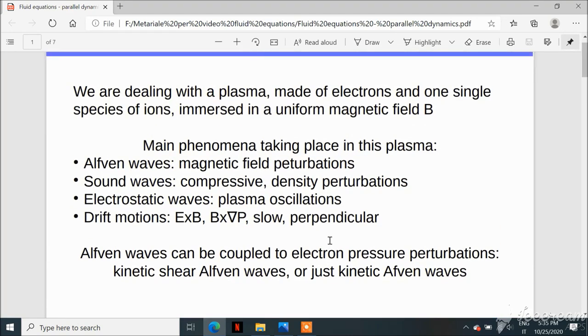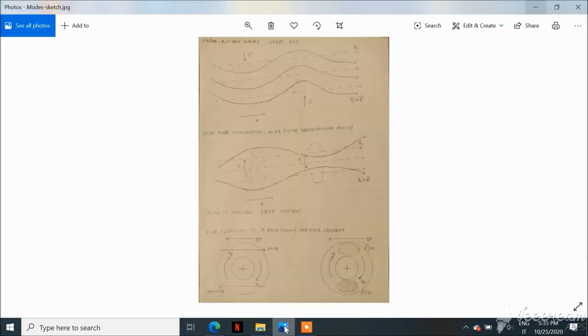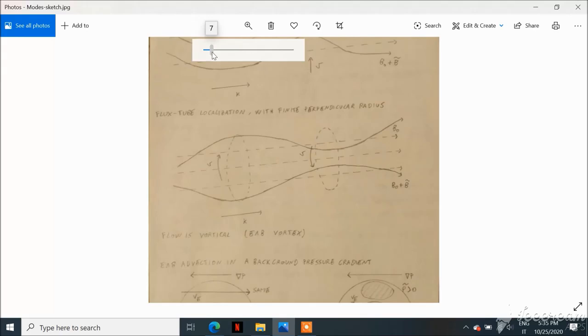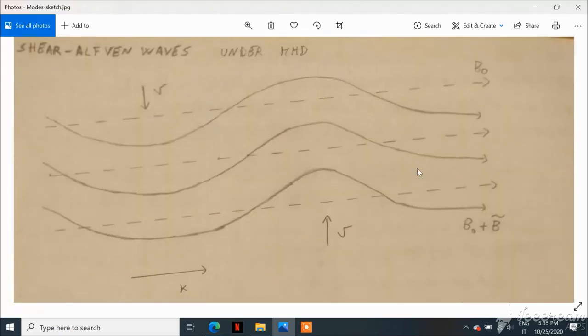But before I move to the equations, I want to give you a picture of how this perturbation can look like. Here I've taken these pictures, these representations, from the same document. I just copied them, so you can see they are kind of vintage pictures because they are hand drawn on paper. So this first picture represents the shear Alfvén waves. These are only magnetic perturbation. They exist in the single fluid model, so with just one fluid. And they couple basically the dynamics of magnetic field and fluid.